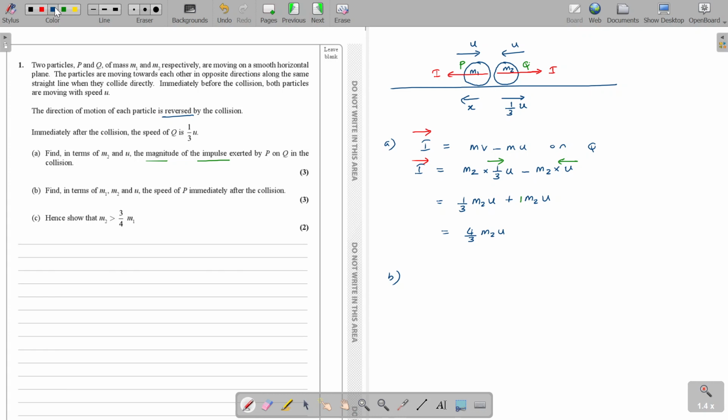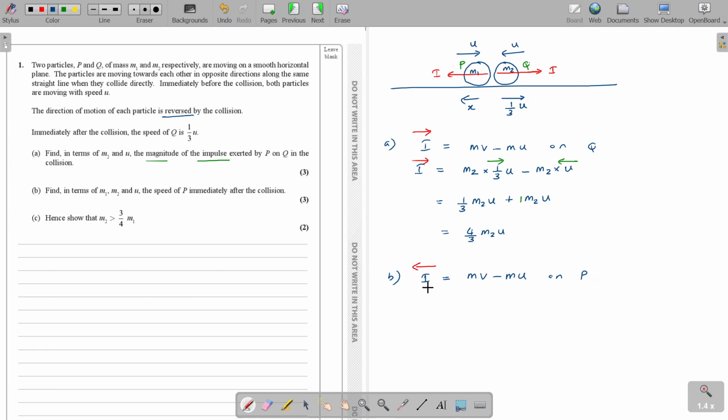Okay, so you want to use I equals mv minus mu. So even conservation of linear momentum is also correct. Okay, so you suggest I use I equals mv minus mu on particle P. So if you are using I equals mv minus mu on particle P, what is the positive direction? Particle P's impulse is acting positive on the left side, so make sure you choose the left side. It's extremely important you choose your directions correctly here.